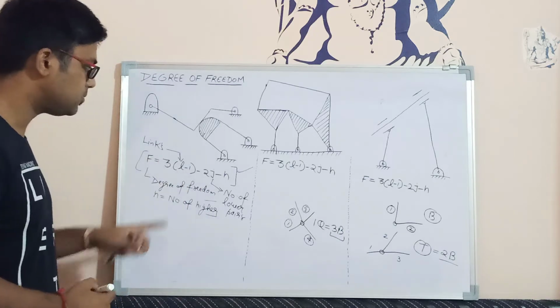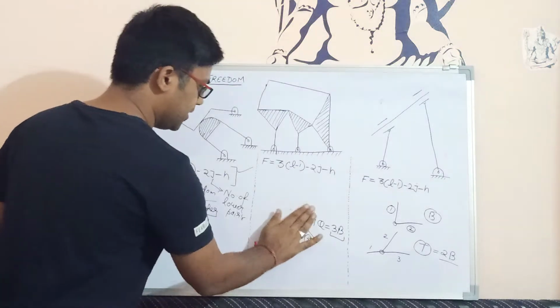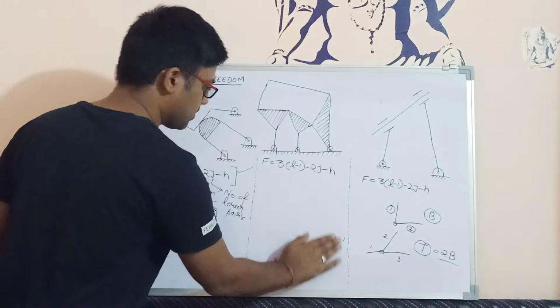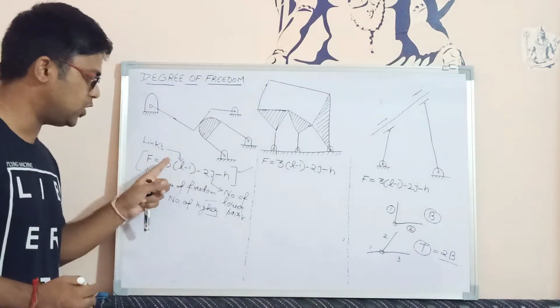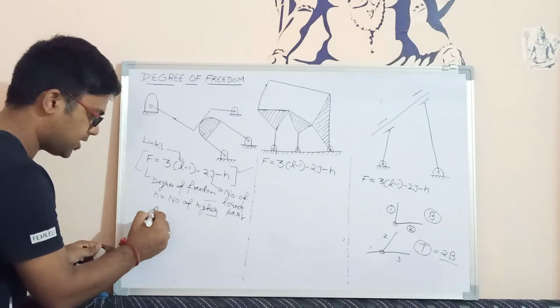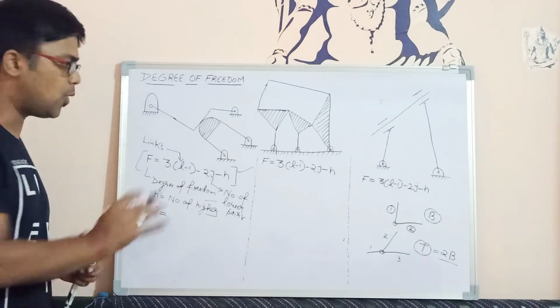After that, what we are going to do is apply the formula for the first question, in which we have to find the value of degree of freedom for the first case. Clear? So in the first case, initially we have to find the value of L. L basically represents the number of links we are having. So how many links are there?